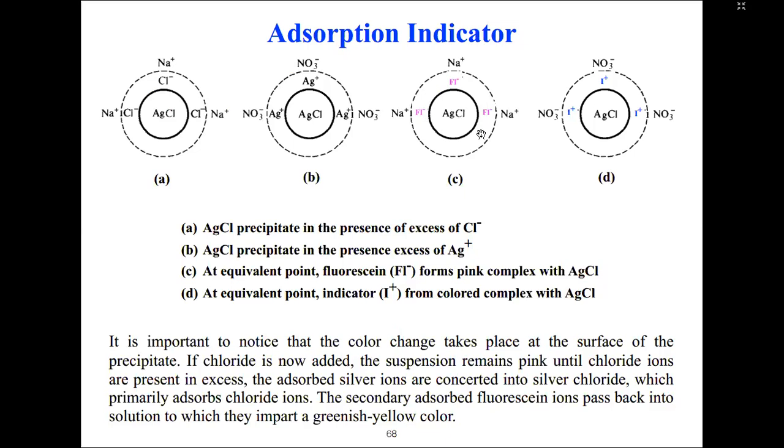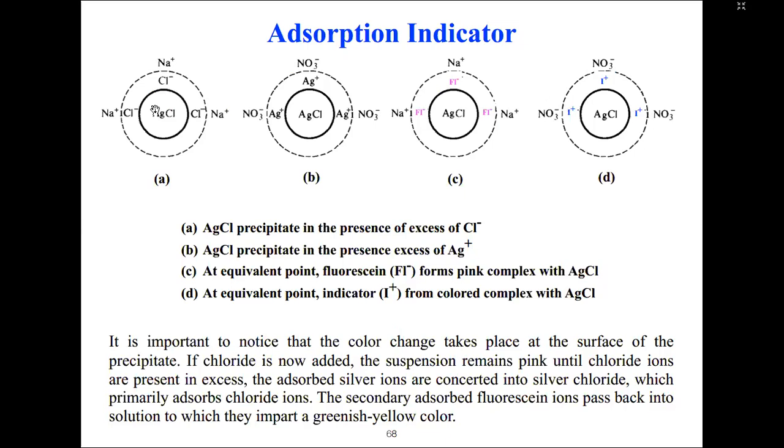So the fluorescein is a negative ion. In the previous slide, it showed that at the last point the negative ion fluorescein will form the primary layer, and we have the color complex. Similarly, in D, the positive ion indicator is forming the primary layer, and it will have a different color. Since the positive ion is the primary layer, the negative ion is the secondary layer. I hope it is clear.